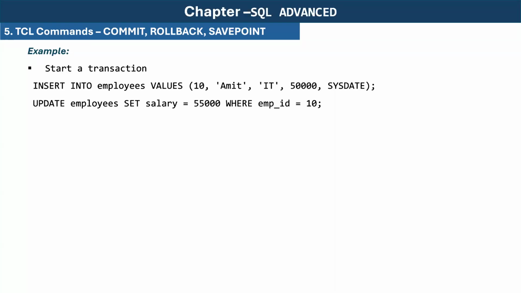Okay. So this transaction has how many operations? Two operations. Now, if you think that the inserted record is correct, and the update operation is also correct, if you think both are correct, then you should do commit. What commit will do, I just now explained. It will do a permanent save into the DB.